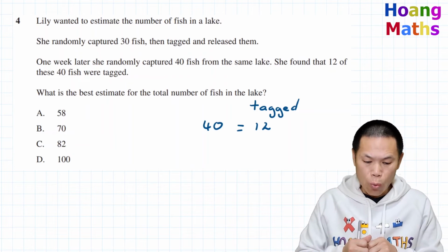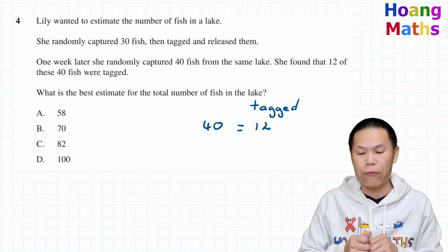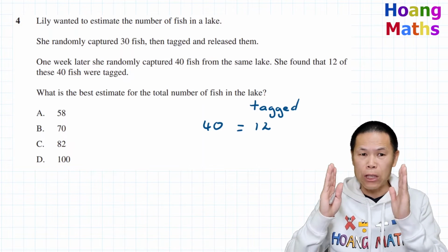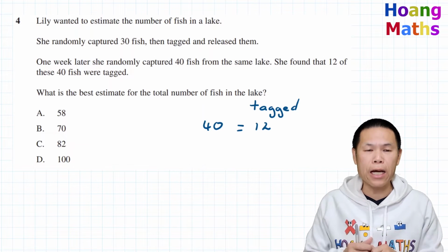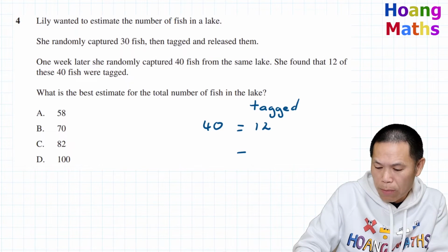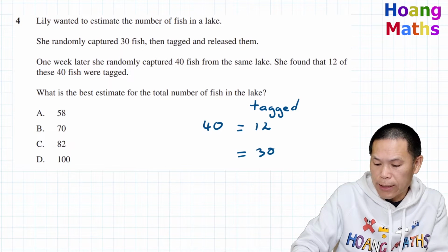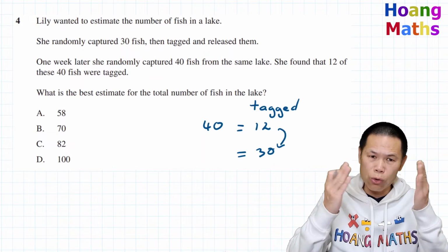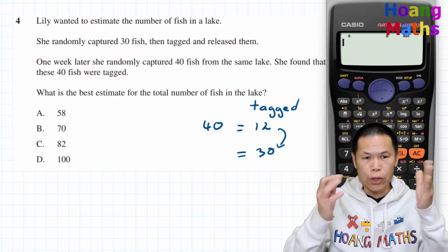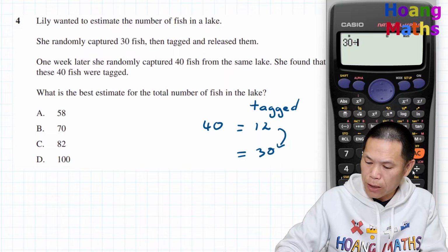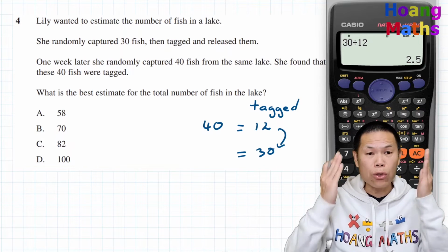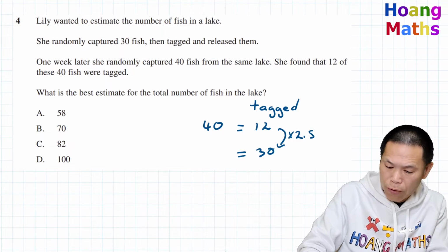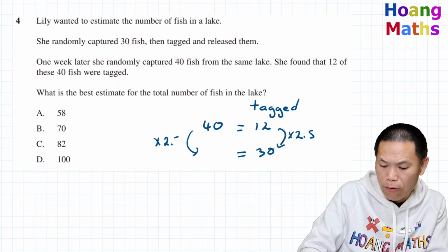And the question is, what is the best estimate for the total number of fish in the lake? We already know that she caught 40 of them and she found that 12 of them are tagged. And we know that there are 30 fish that are tagged. So let me just write this down, 30. So these are tagged. From here to here, we need to work out from 12 to 30 how many times. So I just go 30 divided by 12. Therefore, we times by 2.5 from 12 to 30. So from here to here, we need to times 2.5 as well.